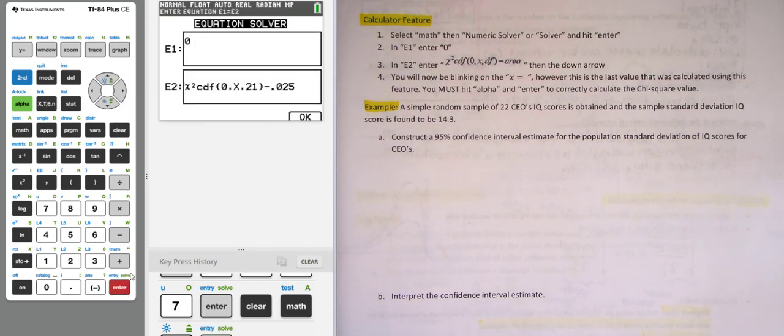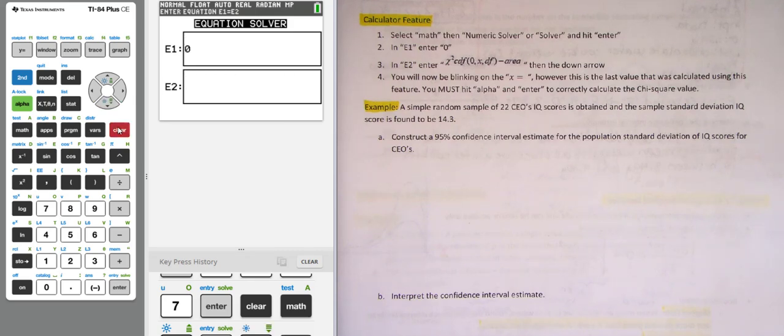You're going to notice that you have two equations. In the first one, you want to have it say 0. And in the second, you're going to have it enter some chi-squared information. I'm going to show you how to find some of this information in case it doesn't say this. So I'm going to go ahead and clear mine out.